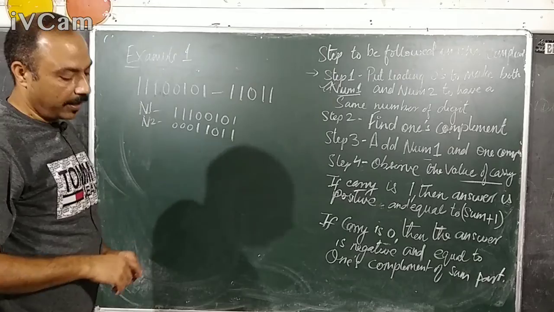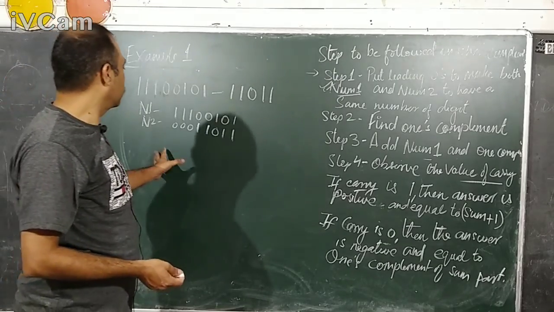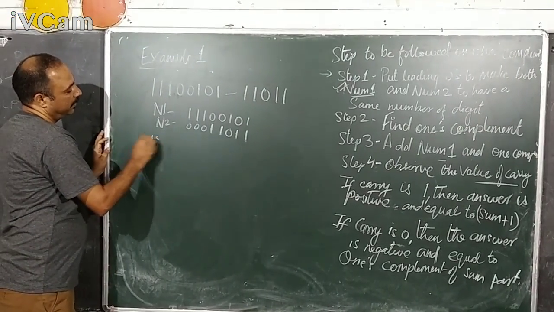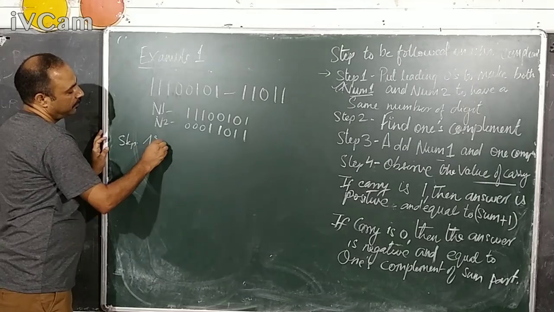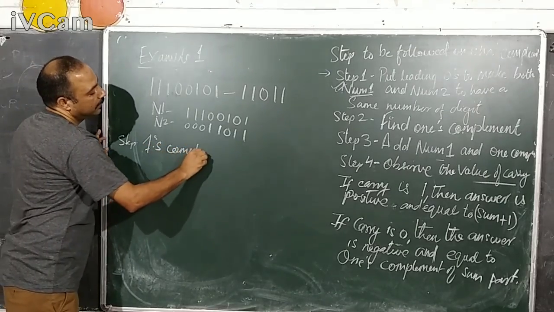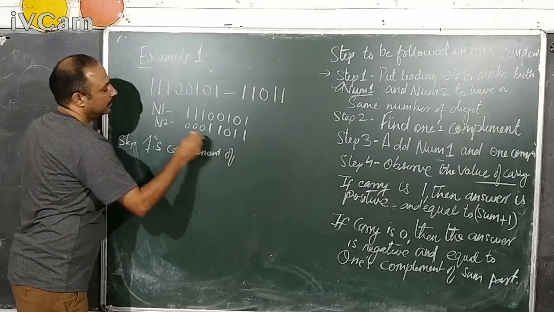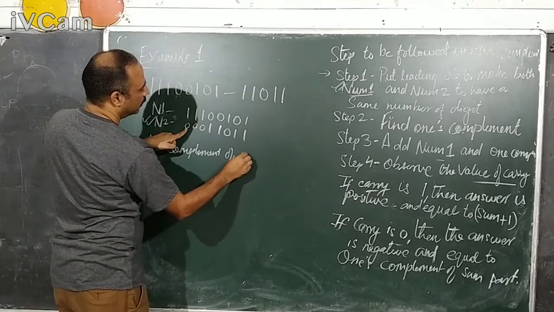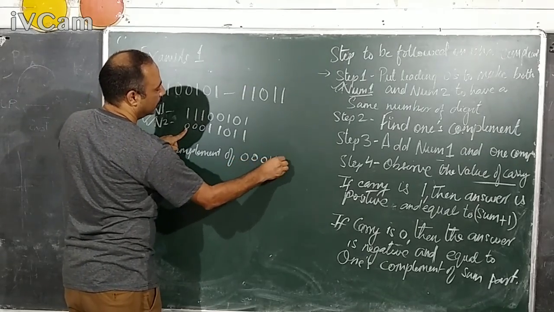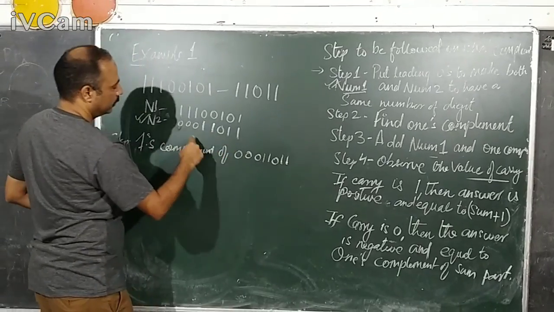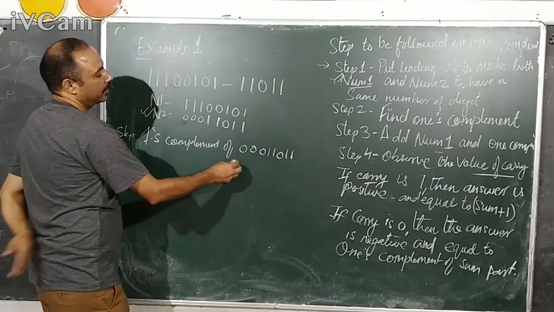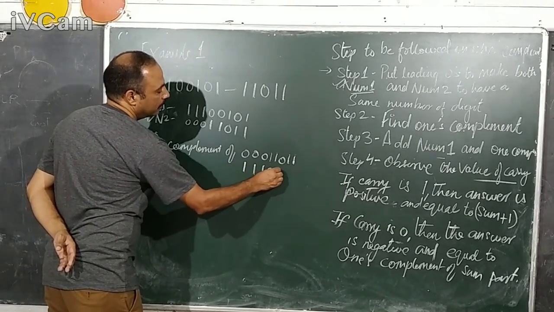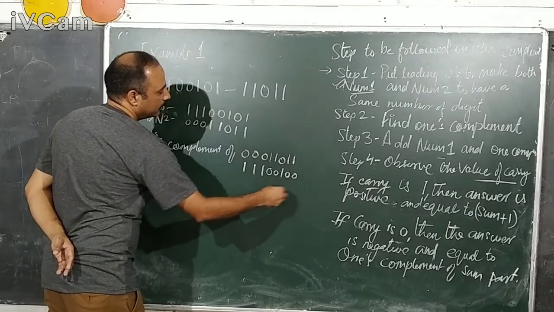Now the second step, I need to find the one's complement. Its complement is simple. The one's complement is the complement of the second number, not the first number. So the complement of this number 0 0 0 1 1 0 1 1: complement means we are just reversing. 0 will become 1 and 1 will become 0, giving 1 1 1 0 0 1 0 0. Now this is the one's complement.